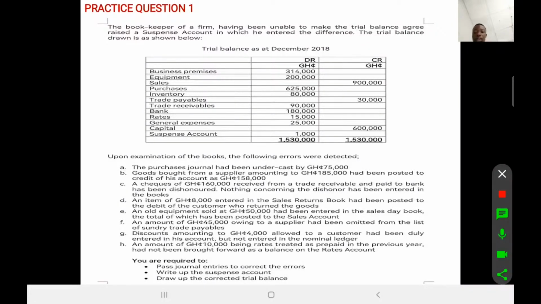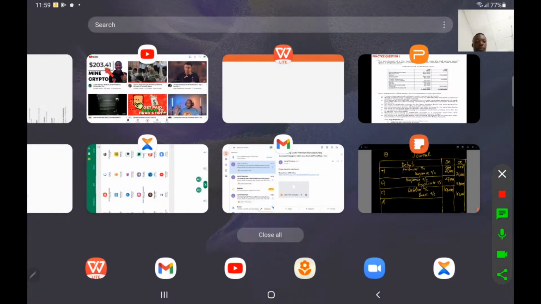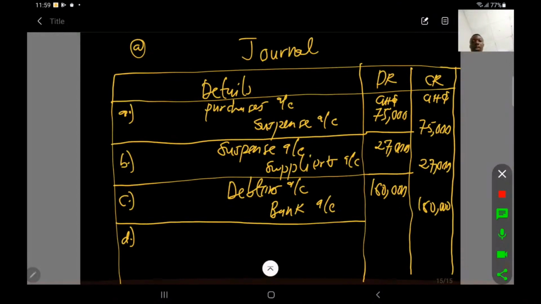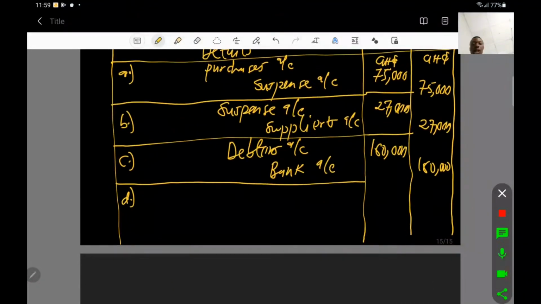So let's look at it. Here's how you're going to correct it. You tell us that the customer who should have been credited was debited. That was a mistake, and it was just in the customer account only, and not any other. So the error here is going to affect the trial balance. The trial balance won't agree, so you're going to have a suspense account to cater for the difference. I hope that is clear.